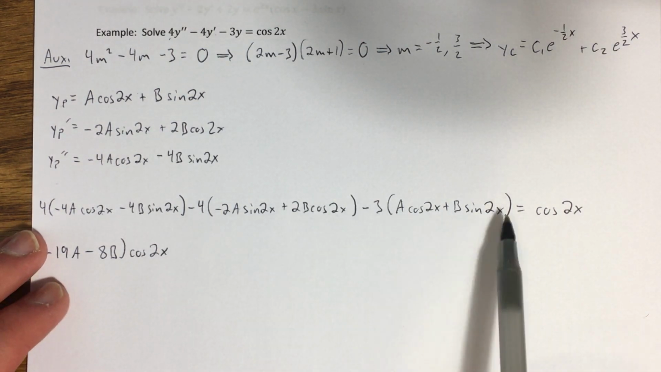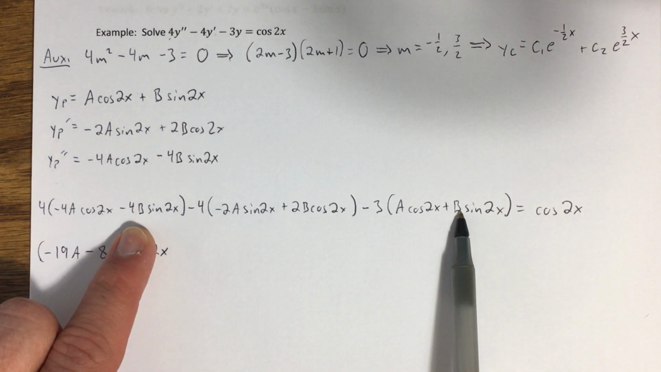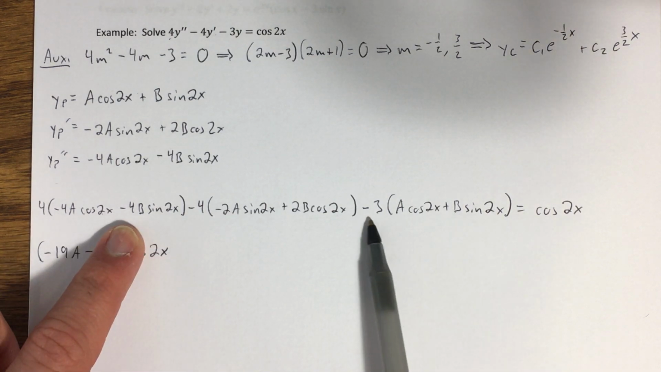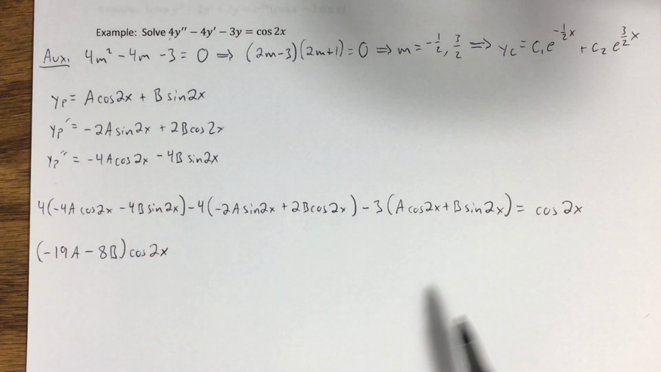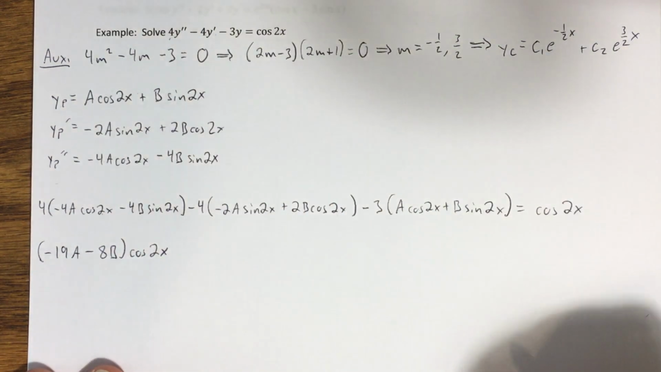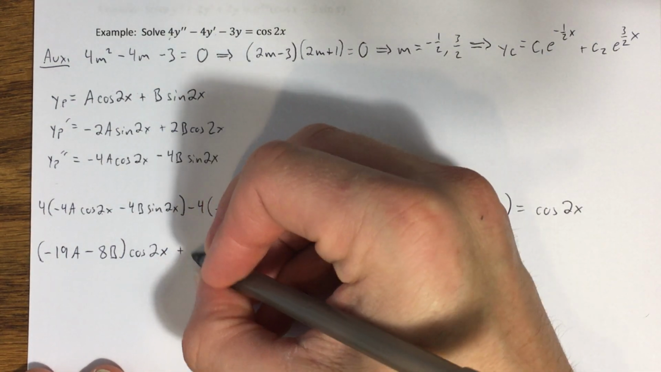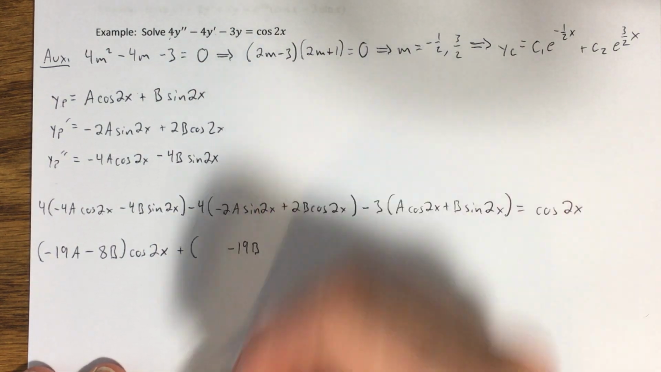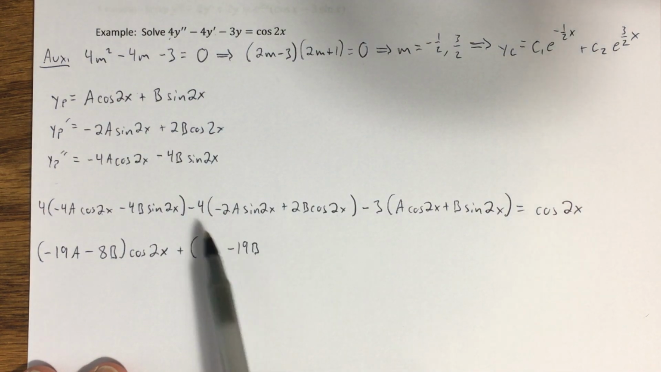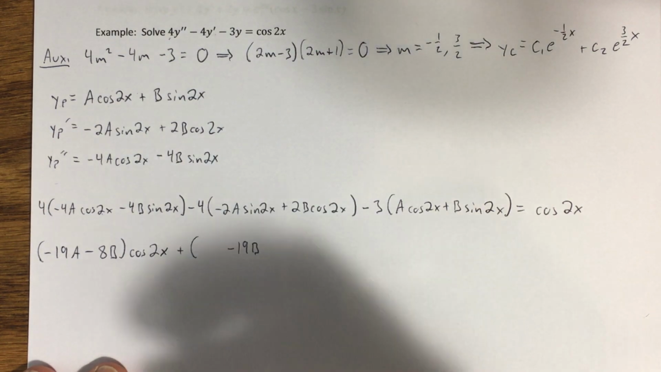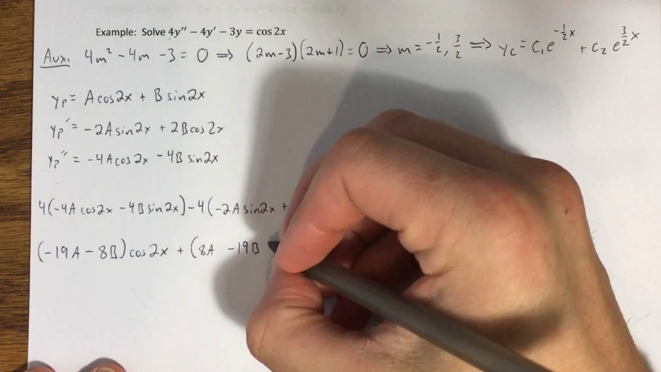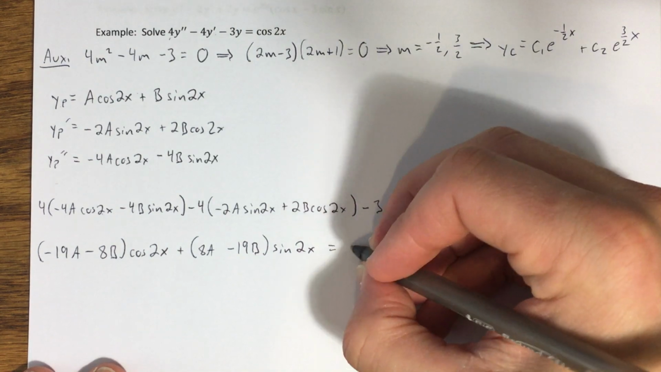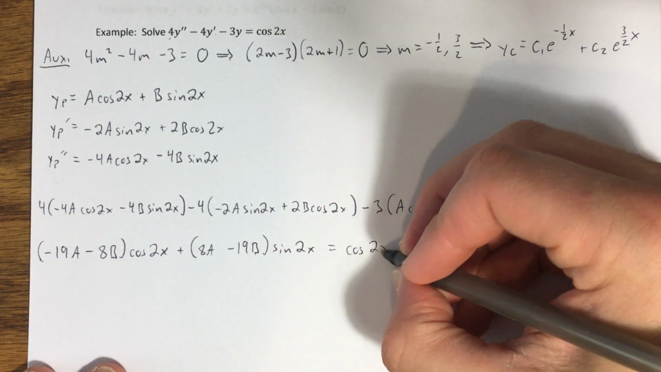So let's see, I'm looking at my sine. A couple of them have b's as coefficients, or as a part of their coefficients. Let's start there. 4 times negative 4 again is negative 16. Negative 3 times b would be negative 3b. So negative 16b plus negative 3b is going to be minus 19b. I'll put that here because I like to have a first, alphabetical order. Negative 4 times negative 2a would be positive 8a sine of 2x. And that whole thing should be equal to cosine of just 2x.